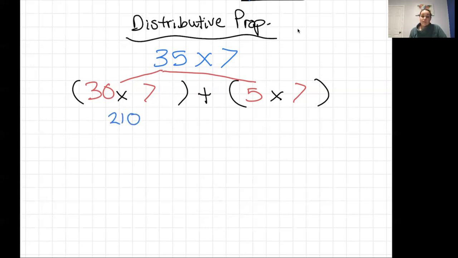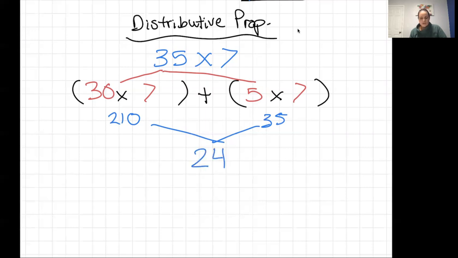Then I can do my 5 times 7. That one I know is a 35. Okay. Now my last step with distributive property is just to add these back together to get my final answer. So 210 plus 35, if I take my 10, add 30, I get 40. So I'm not going over the 200.